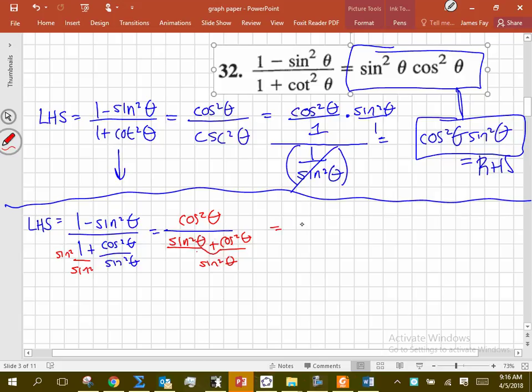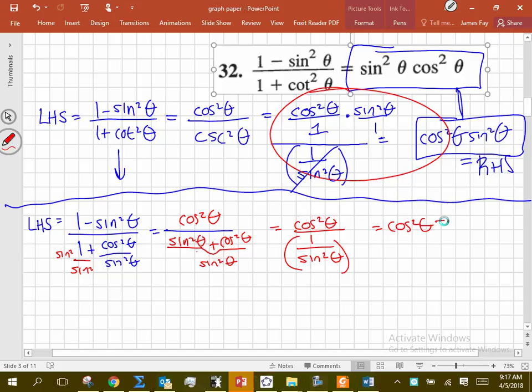And now that would be cosine squared theta over, what's this numerator right here going to be? 1 divided by sine squared theta then, right? And if I multiply by that one's reciprocal, it's the same step as right here. It's going to provide me cosine squared theta, sine squared theta, which again is my right-hand side.